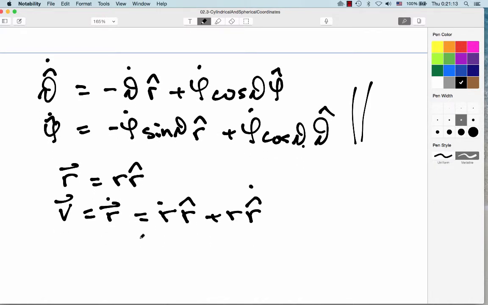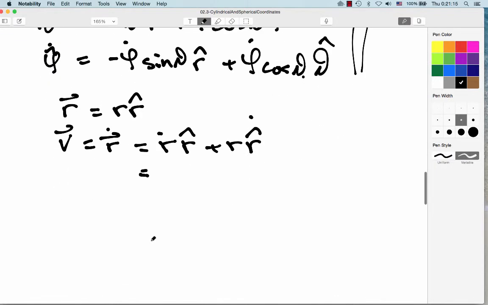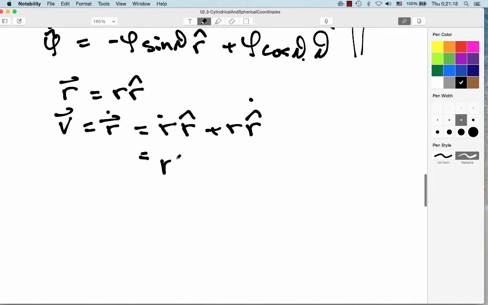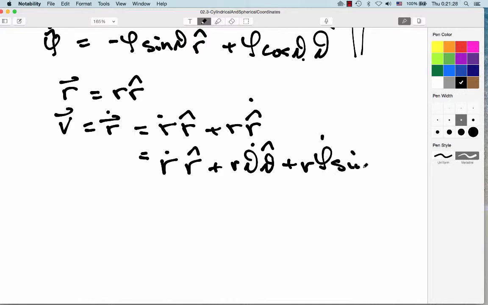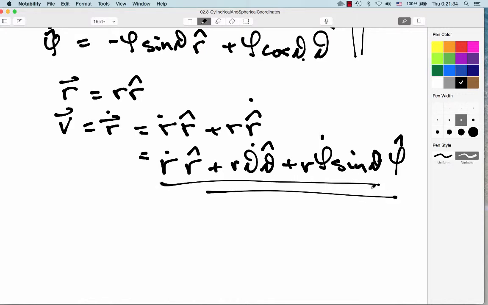So this becomes r dot r hat plus r theta dot theta hat plus r phi dot sine theta phi hat. All right.